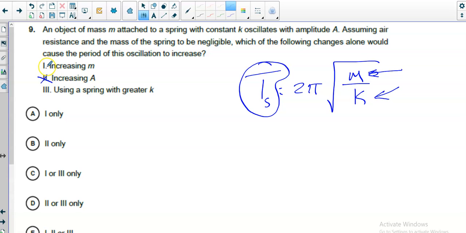Increasing m would make the period bigger. Greater k would not. That would make a smaller period, right? If you make this bigger, that makes this smaller because it's dividing in. So really just one only.